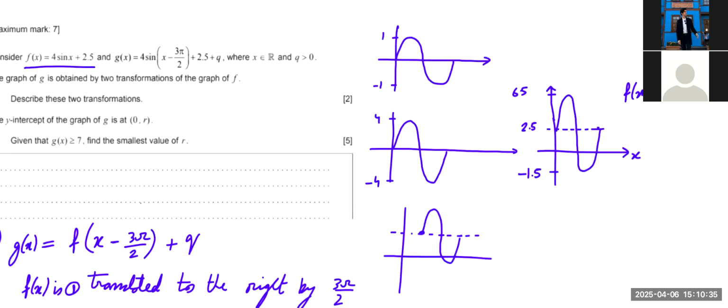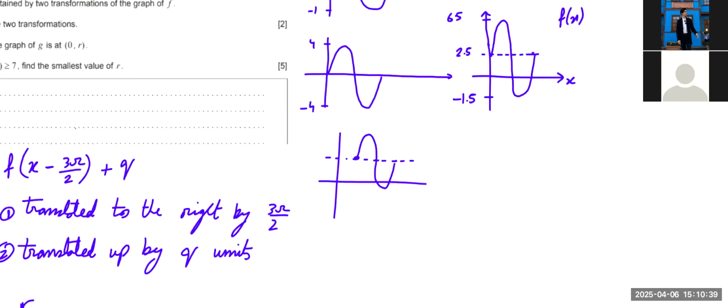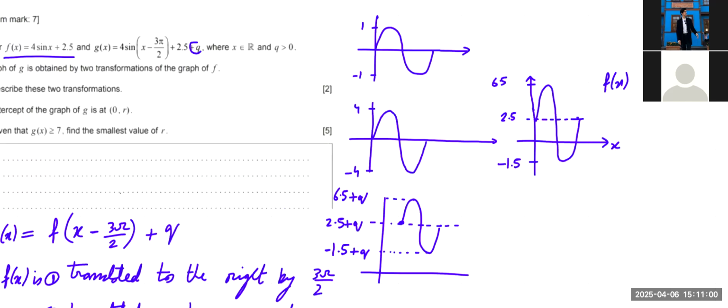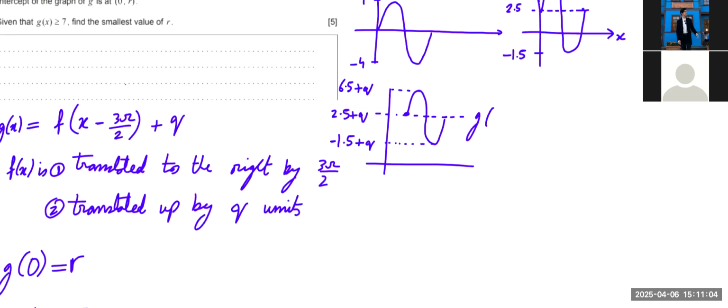But then we have to move the graph up by q units. So the question is, where is the peak going to be now? See, originally the bottom was at minus 1.5, so the bottom will now be at minus 1.5 plus q, the peak will now be at 6.5 plus q, and the center will now be at 2.5 plus q, because we've added q to it. We've moved the graph up by a further q units. Is this clear? Yeah. So this is what g of x looks like now.